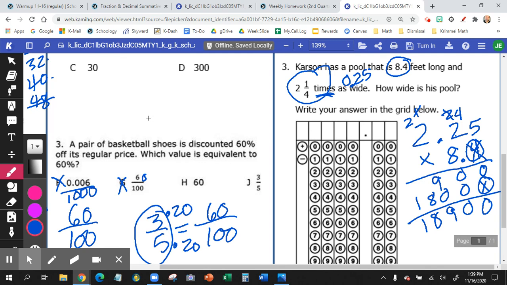Count your decimal place values. 1, 2, 3, 1, 2, 3. Since it's a griddable, we're only going to use 2 decimal place values, so we don't need that third decimal place value. Then just go ahead and bubble it in.